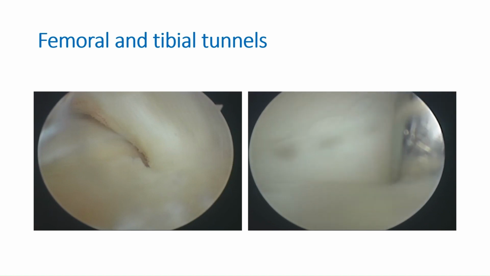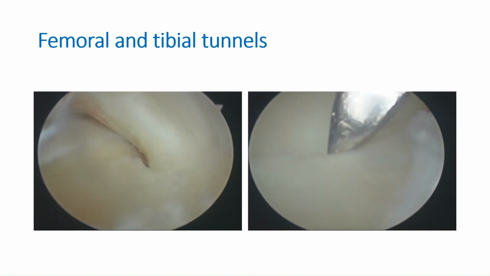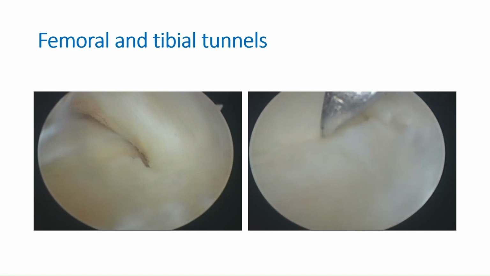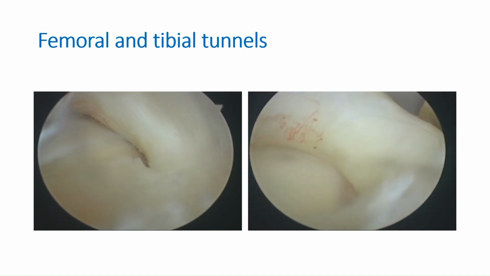And this is on the tibial side. This is the posterior edge of the anterior horn of the lateral meniscus. We use it as a landmark. And then we move to the intercondylar area. And we go in the middle of the native ACL. And this is where we would want to pass our graft.